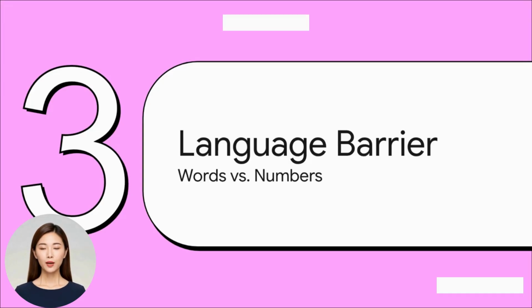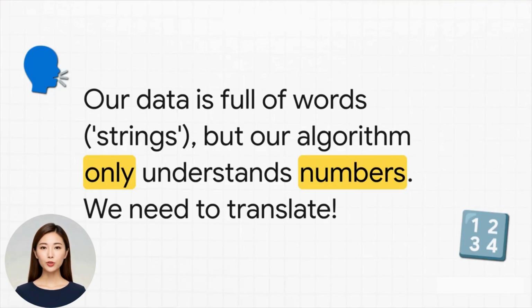Okay, so we've organized our clues, things are looking good, but now we've hit our biggest obstacle, a real roadblock. It's a fundamental problem that we have to solve, otherwise we can't go any further. And it's basically a language barrier. Our computer just doesn't speak the same language we do. And this is the heart of the issue.